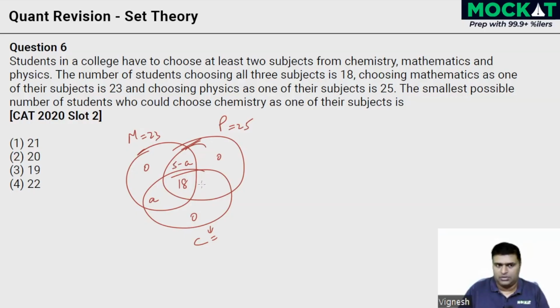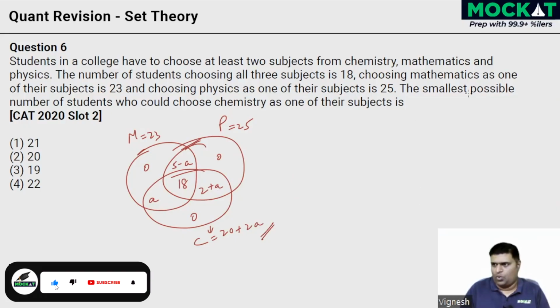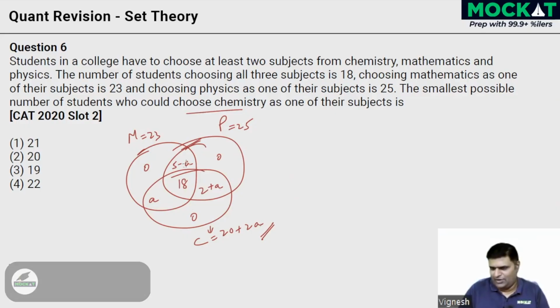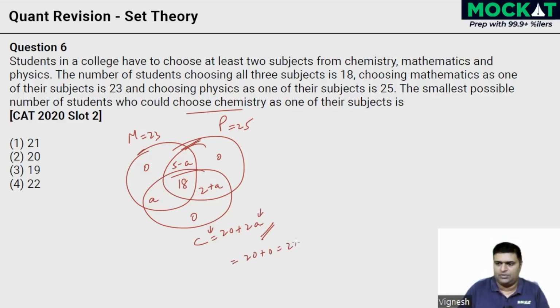23 plus 2 is what is coming to 25. The minus a should be cancelled, so I put a plus a over here. Now, what is going to be the total for chemistry? It's 18 plus 2, 20, and 20 plus 2a over here, right? Now, what is the smallest possible number of students who could choose chemistry? A can take a value of 0. It's perfectly fine. No region is getting negative. Smallest possible value for A over here is 0. So 20 plus 0, 20 it is. Option 2 is the answer here.